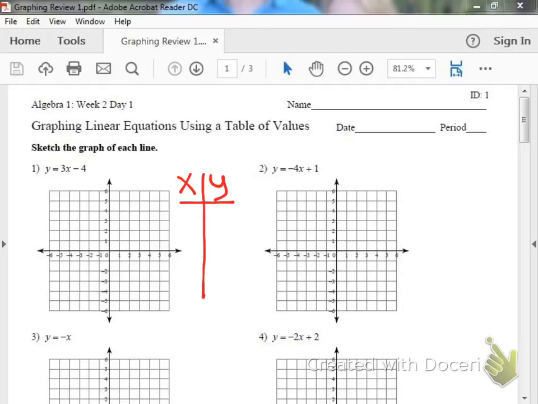But I do need to see the table. So if you do your other work on a separate sheet of paper, make sure your table's on this one so I can see right by the graph exactly what you're graphing. Okay? I am plugging in 0, 1, and 2.